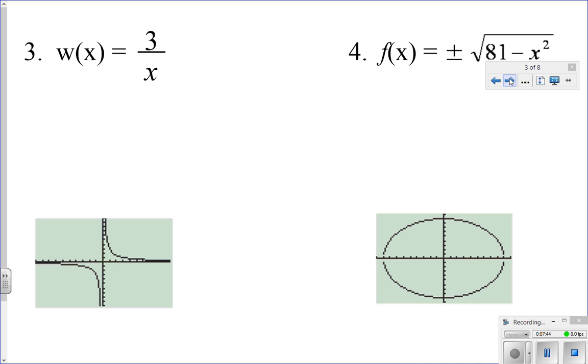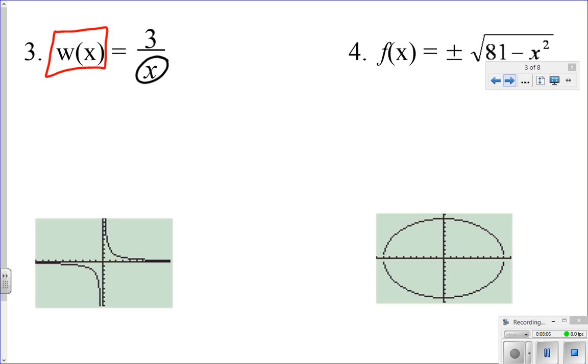So for w of x equals 3 over x. Notice we can still have a function that doesn't have to be an f there. This notation we always assume is still just functional notation. We just call this function w of x. So with this rational function, my first part is my domain.